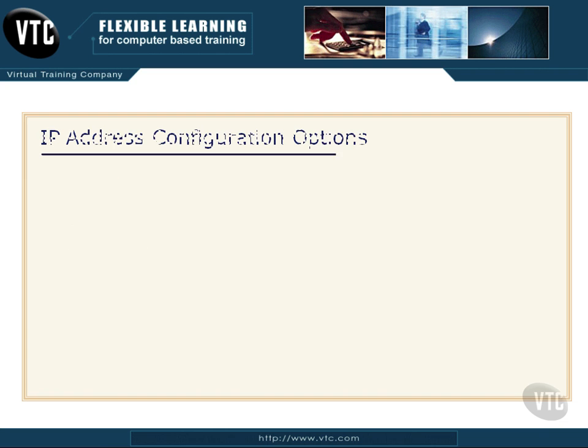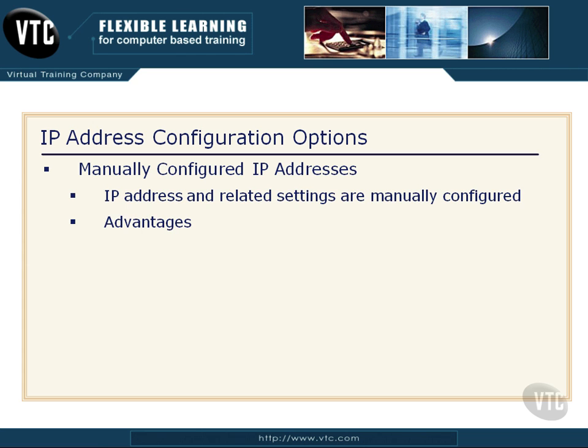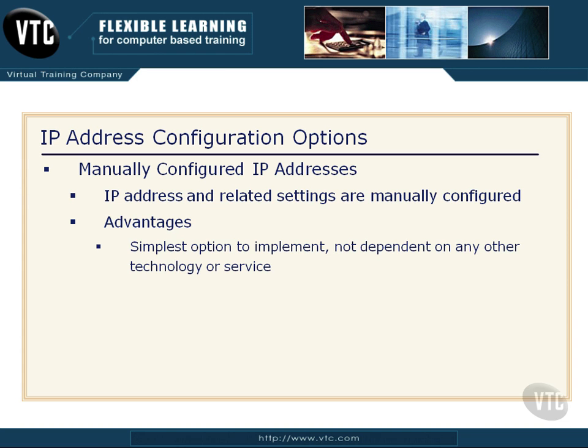Now let's take a quick look at each of these individually. First of all, the manually configured IP address is where we go in on each machine and assign it a manually configured IP address. Now these are usually static addresses, meaning they never change. These have some very distinct advantages. It's the simplest option to implement. I don't have to set up any other service or technology. I don't have to worry about settings. I don't have to make sure that different things are still running on the server. It doesn't go down. It's fixed. It's predictable. Generally, I'm working with static IP addresses, so I know what address every device has.